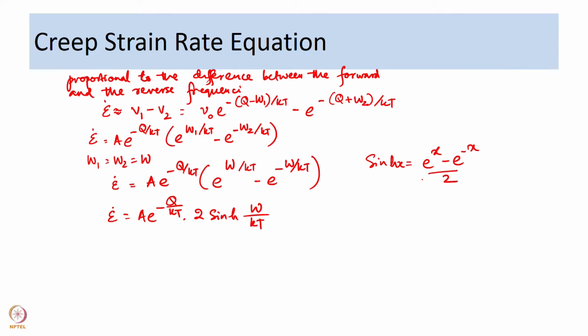So, then that makes epsilon dot equal to A e to the power minus Q over kT into 2 times sinh W over kT. We can take 2 into A, so then strain rate epsilon dot is equal to A e to the power minus Q over kT into sinh W over kT.